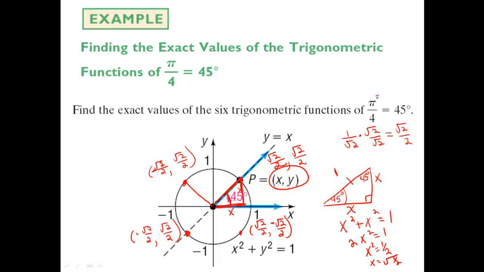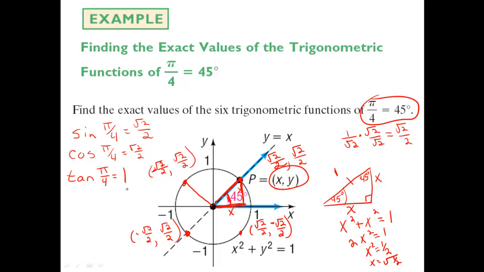And in this problem, it says find the exact trig functions for pi over 4 radians or 45 degrees. Well, the sine is the y-coordinate. The sine of pi over 4 is going to be the square root of 2 over 2. The cosine is the x-coordinate. So the cosine of pi over 4 radians is the square root of 2 over 2. And the tangent is the ratio of sine to cosine, or y over x. And since x and y are the same, when you do the square root of 2 over 2 divided by the square root of 2 over 2, you're just going to get 1.